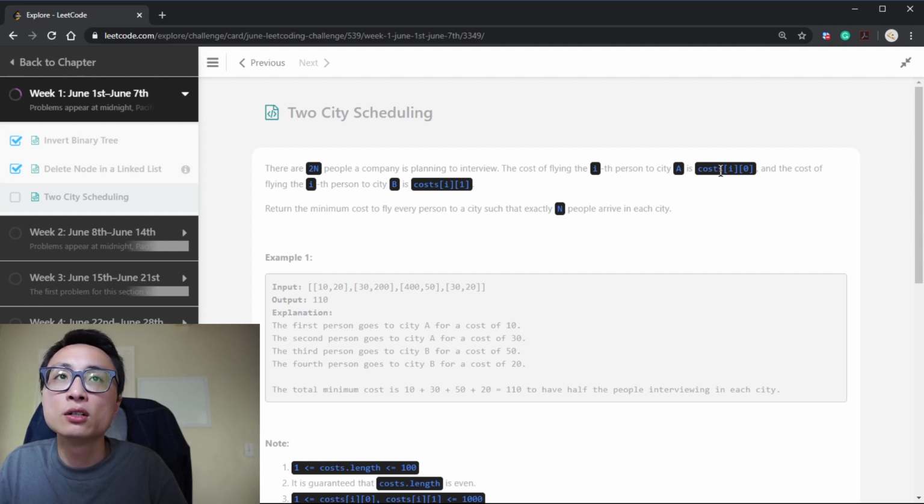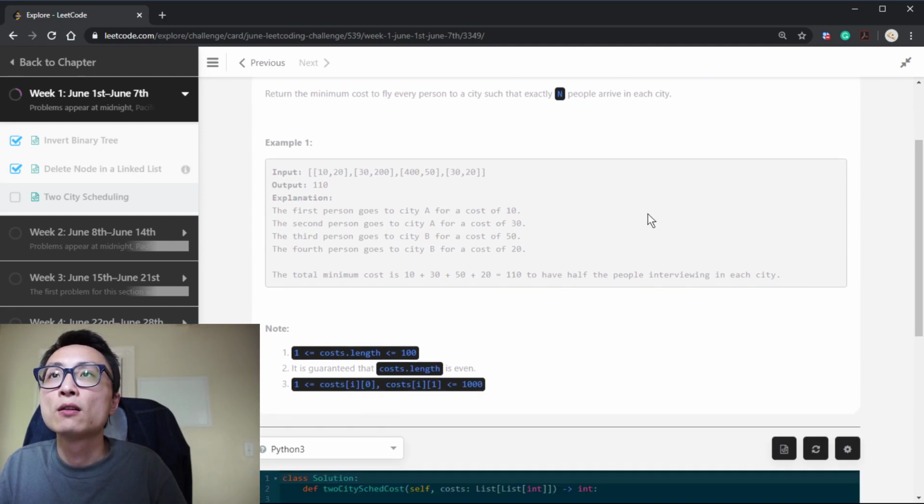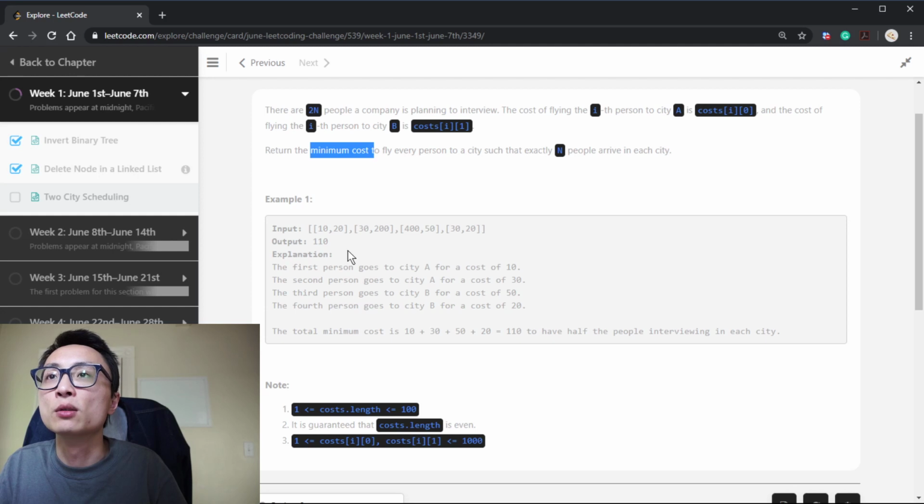The cost information is stored in an array of size 2n. Each element is a tuple of two things: the price to fly the person to city A and the price to fly the person to city B. So we want to find the minimum cost to fly for the ideal partition of these 2n people into two halves, such that the total cost is minimized.